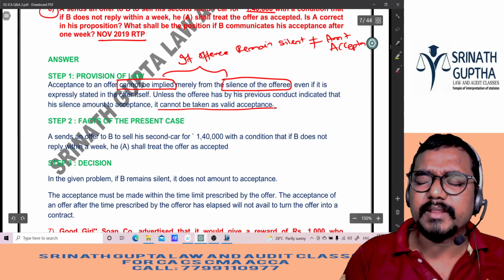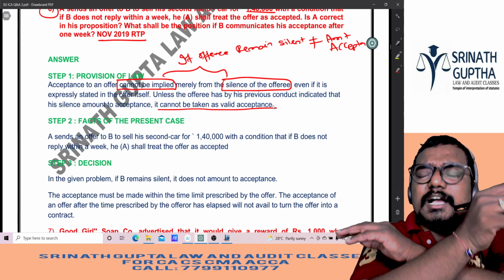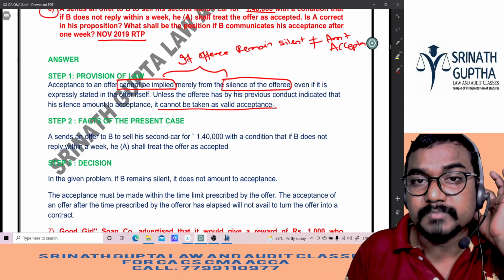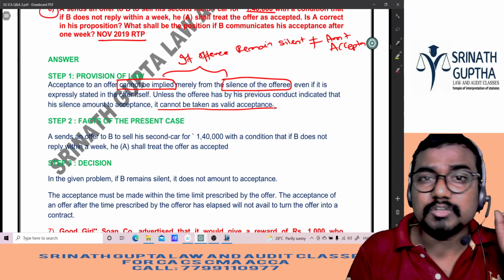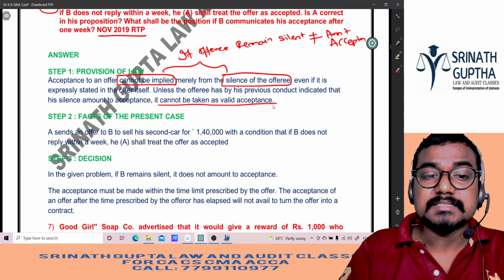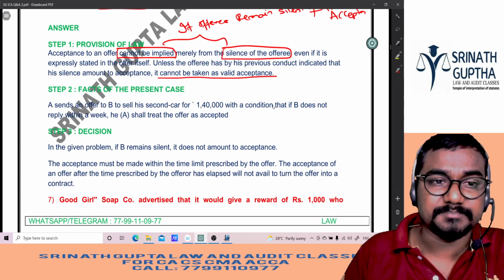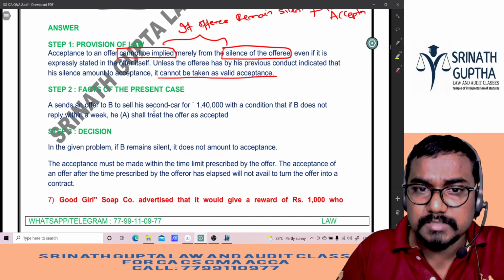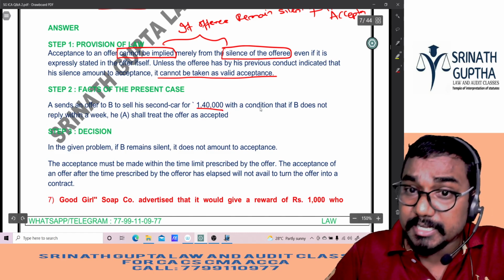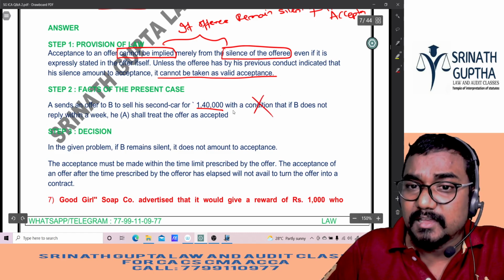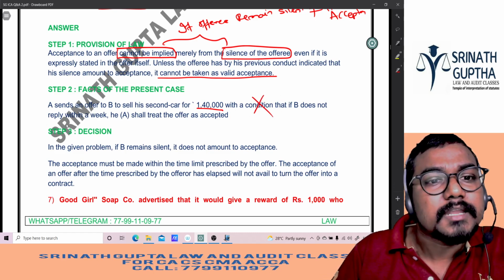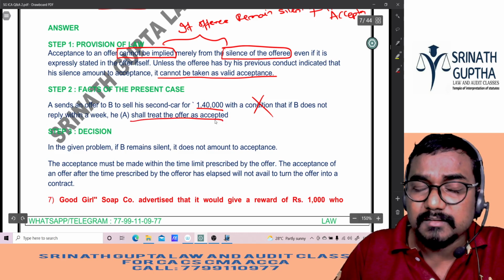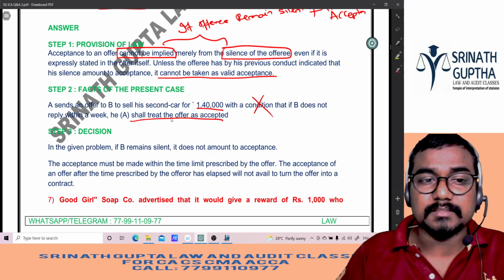That means if the offeree remains silent, the offeror cannot assume that the offeree gave the acceptance. If you remain silent, how can I assume that you are giving acceptance? I should not. Silence does not amount to acceptance here. So what was happening in this question, beta? A sends an offer to B to sell a second-hand car for 1,40,000, with the condition, which is invalid here, that if B does not reply within 1 week, he will treat the offer as accepted. So that is not a proper offer at all in the eyes of law.